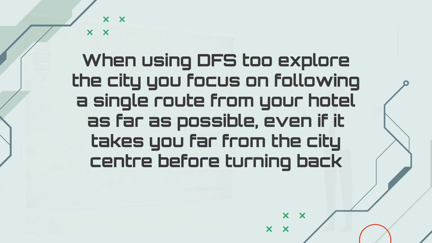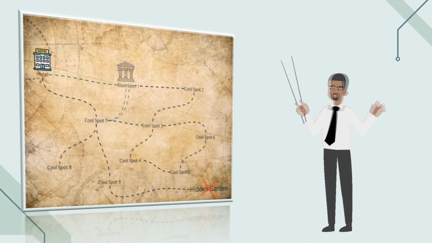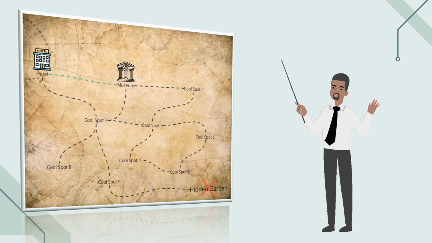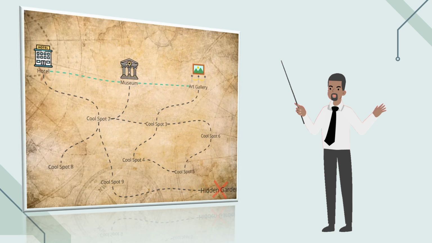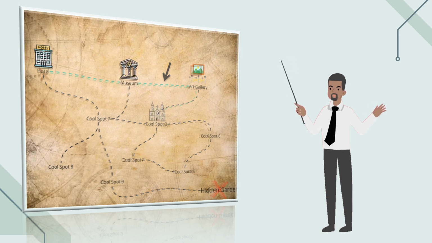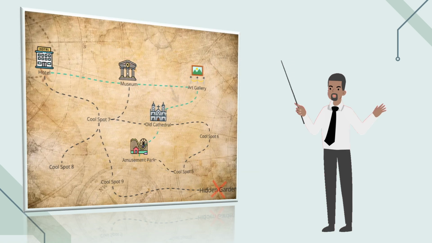Here's how DFS would work for finding the secret garden. You'd first start at your hotel and pick the first road that leads to the nearest spot. Let's say you take the road that leads to the first spot, which happens to be a museum. You visit the museum, but it's not the hidden garden you're looking for. The next step would be to keep on going deeper and travel further down the road, after which you end up at the art gallery. You still don't find the hidden garden, so you continue even further down the next spot, perhaps the old cathedral.